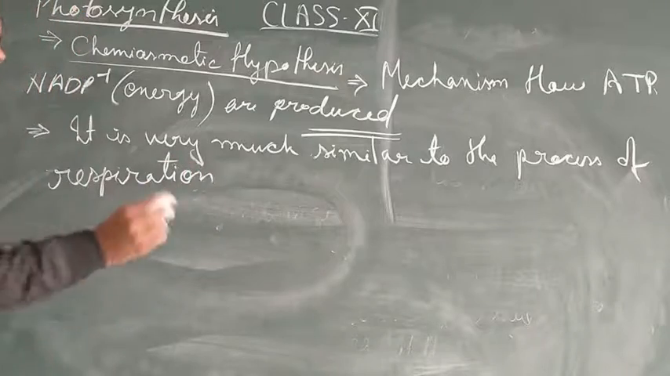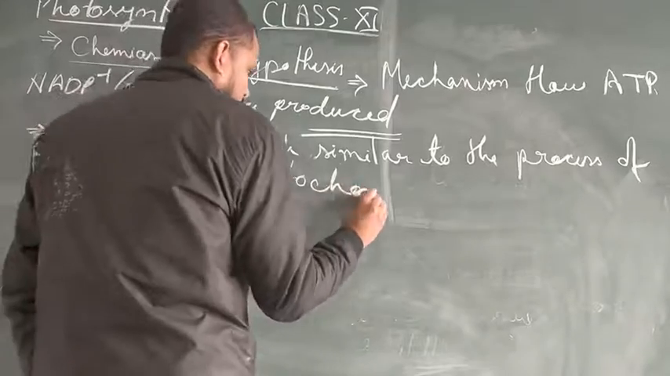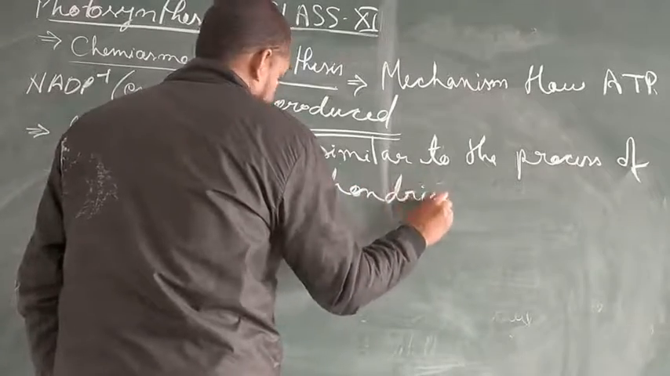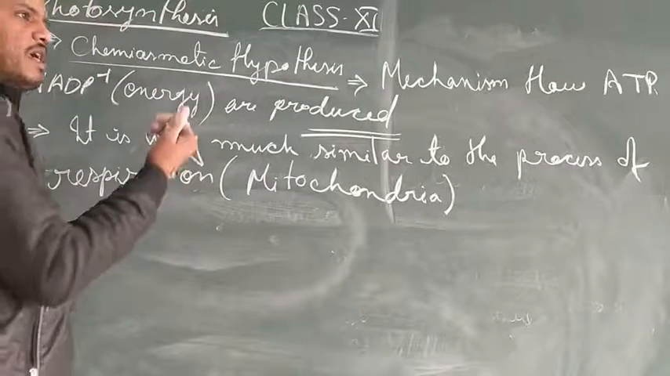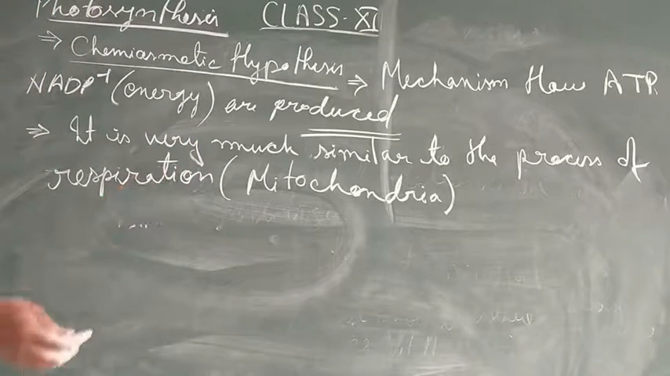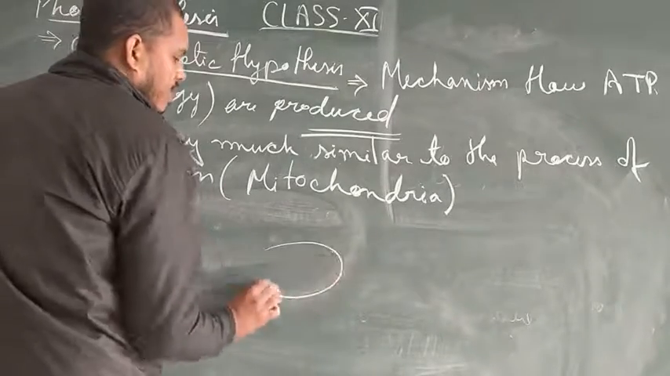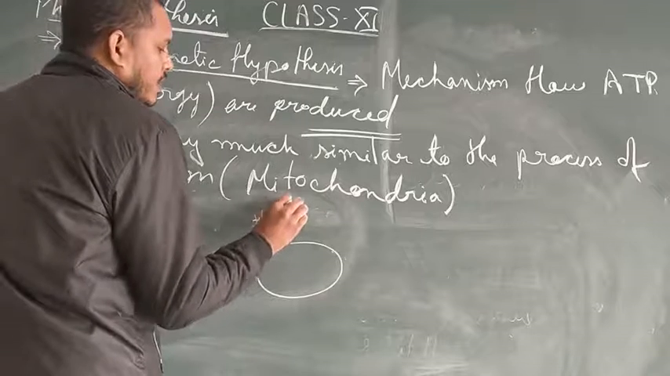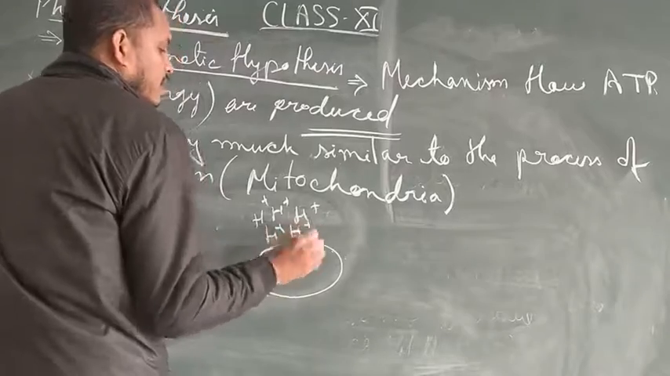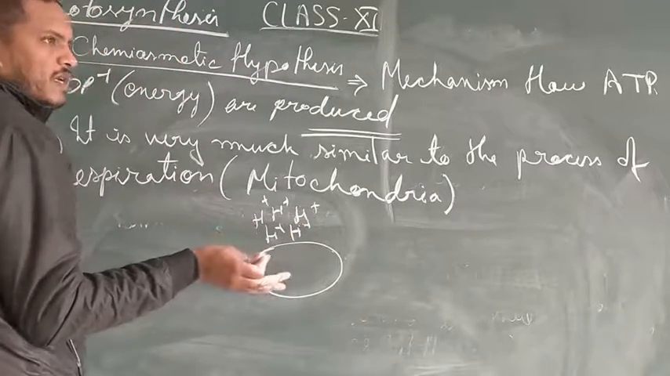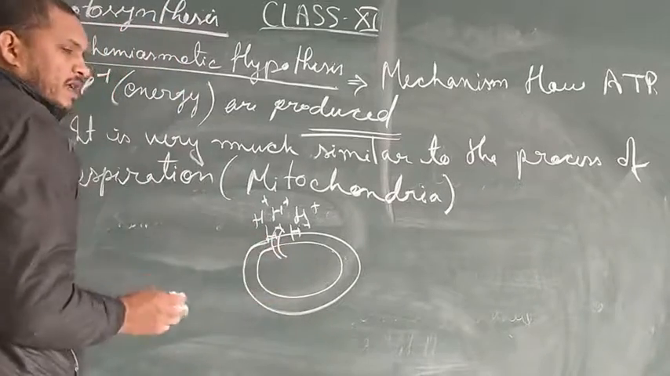Where does it take place? In mitochondria. But what is the difference between chemiosmosis and respiration? In the case of mitochondria, the proton gradient, that is the hydrogen ion accumulation, is formed outside, and the entry is inside.